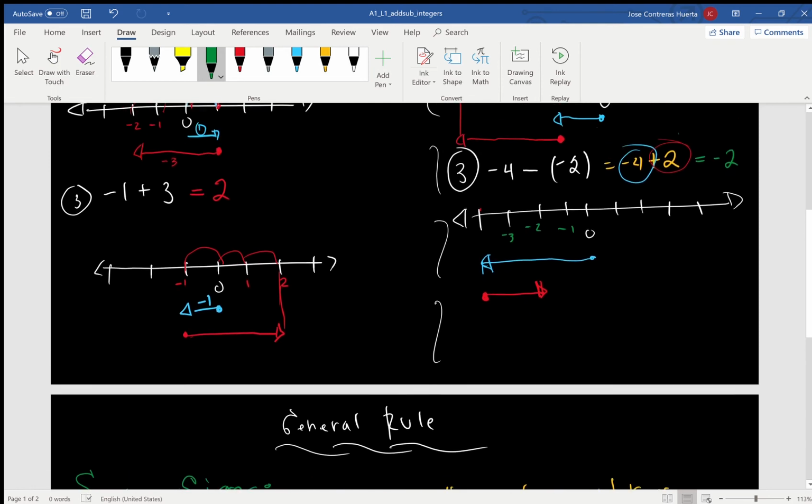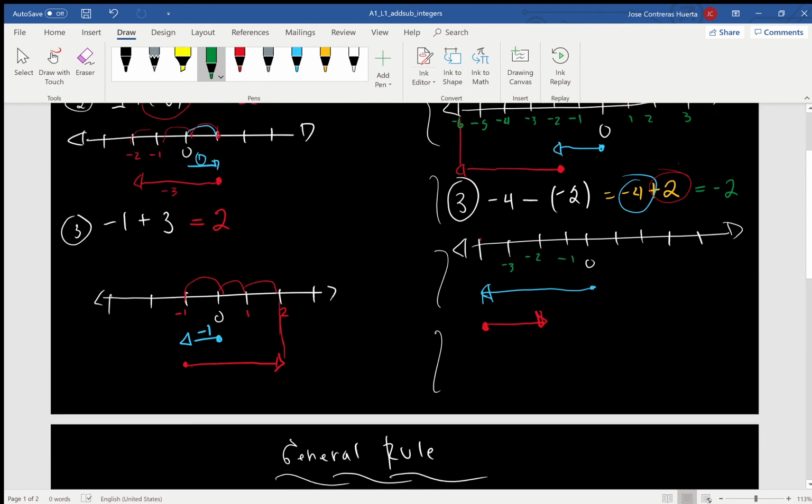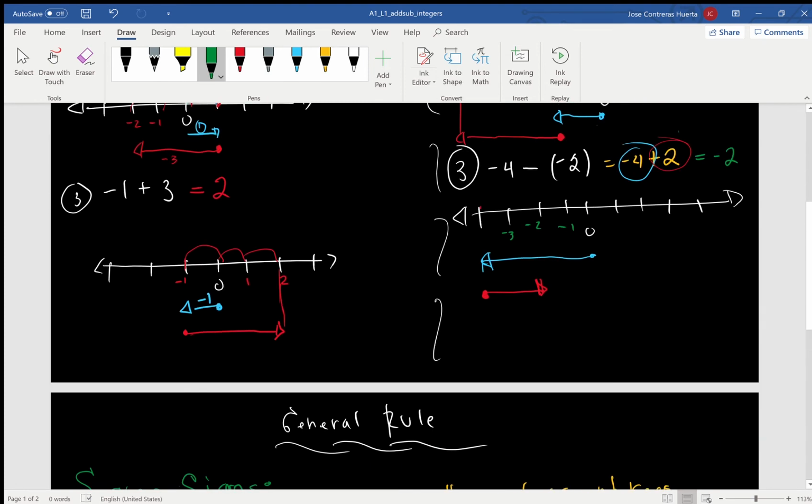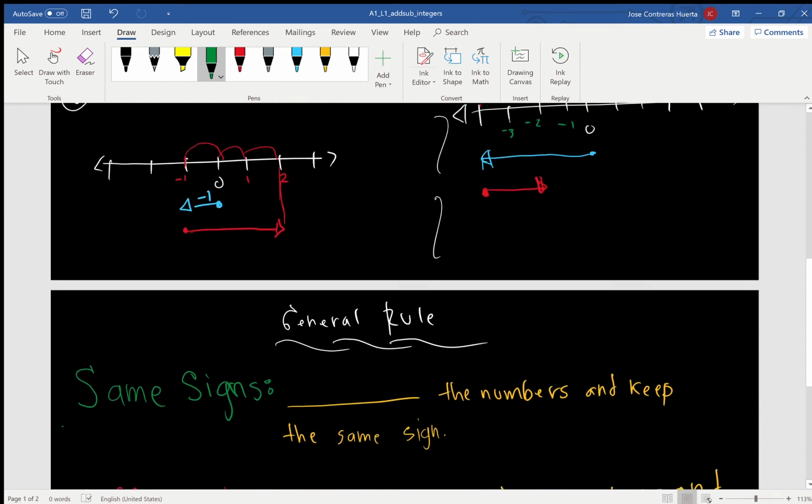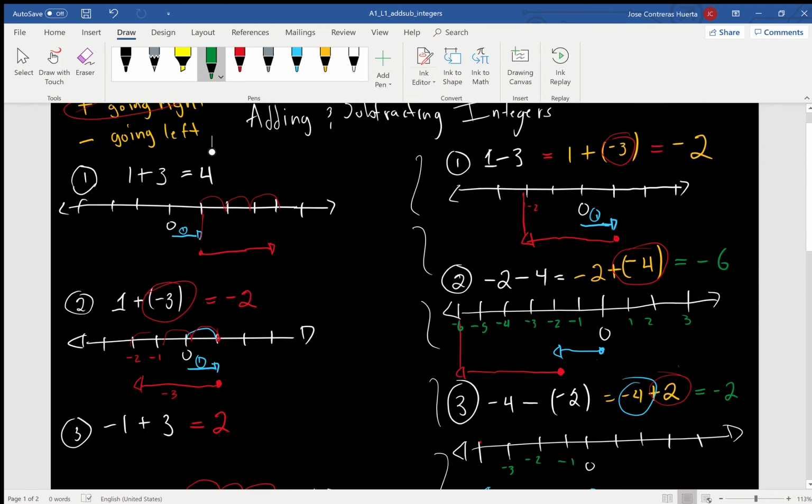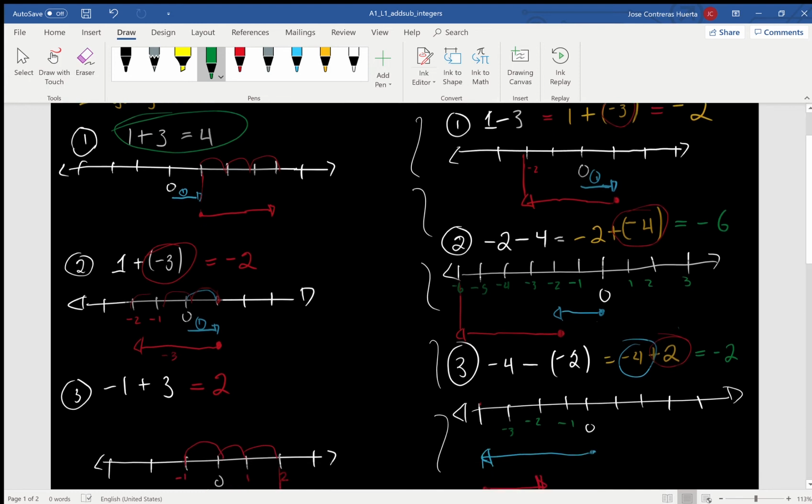Now let's make a general rule. Let's look first. It says same signs. So what happens when you have same signs? Let's first look at the 2 examples that we have here. So this one has same signs. So we have a +1 and a +3. So when they have the same signs, what do you do with the numbers? You add them and you keep the sign of the numbers. So in this case, because they're both positive, I add the numbers, which is 1 and 3, that gives me 4, and then the sign of both of them is positive, so therefore it has to be +4.